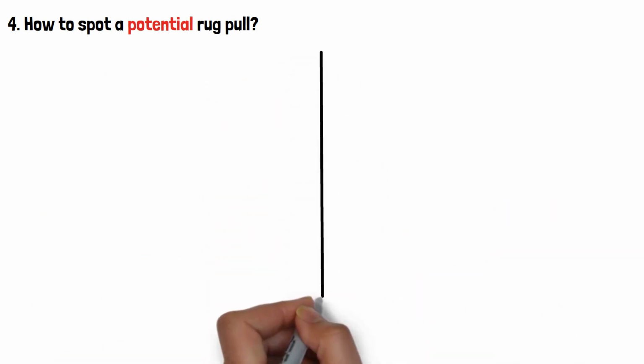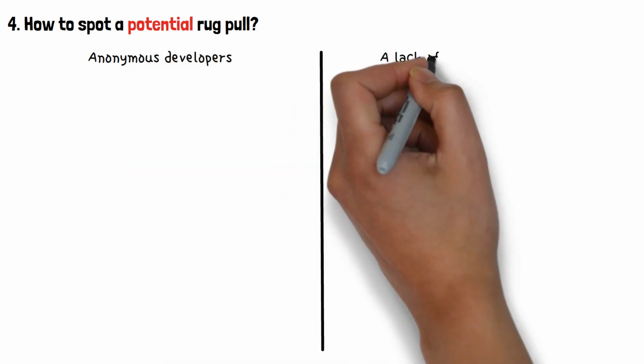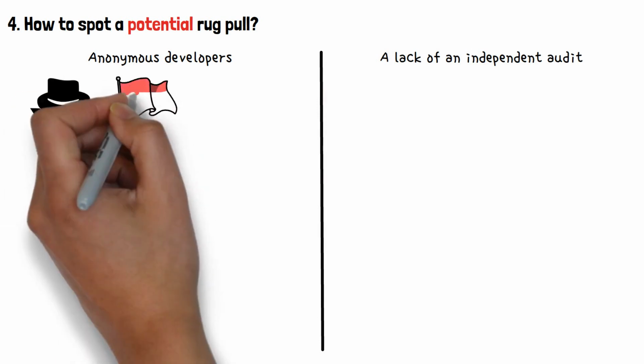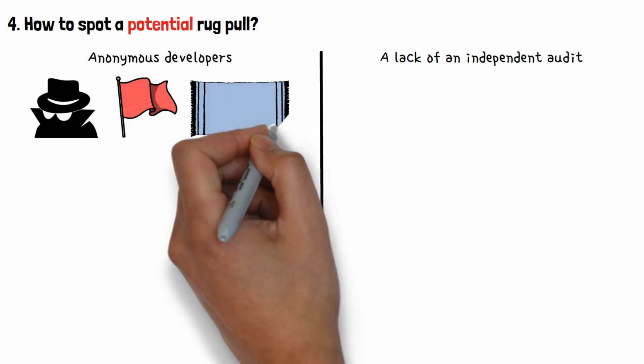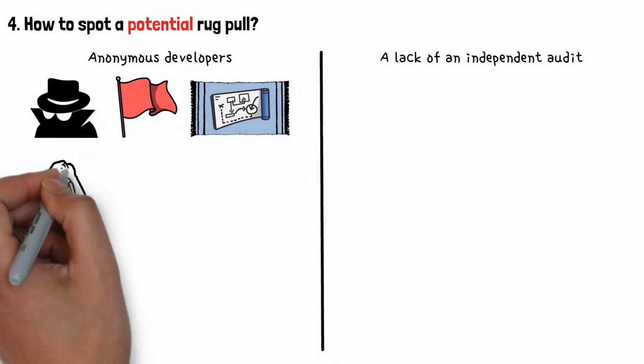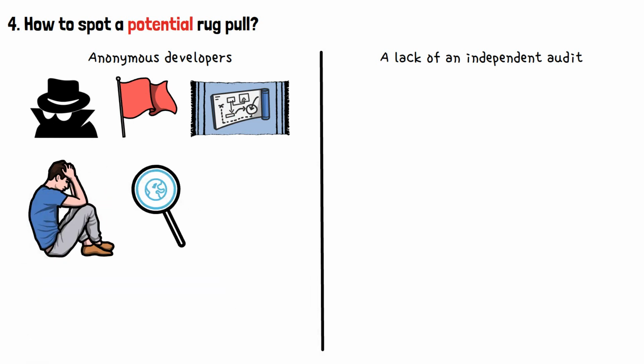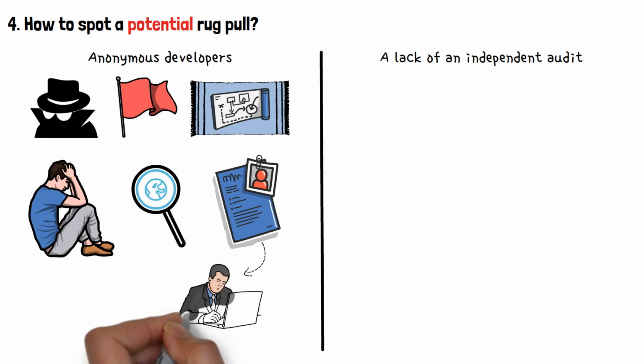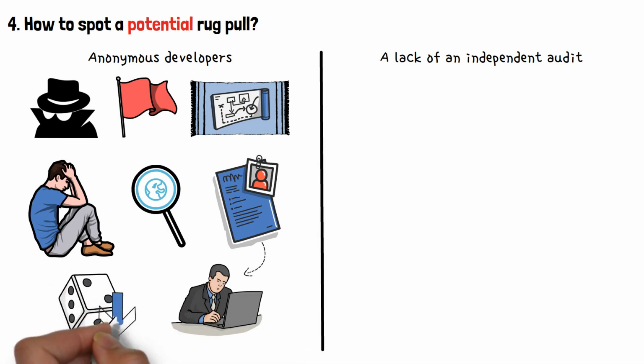The third sign that a project could be a potential rug pull is actually made up of two parts: anonymous developers and a lack of an independent audit. If the developers for a project are anonymous, that should raise some red flags. If they do end up rug pulling the project, you won't really have any leads on who to seek out for your damages. If, however, the developers or project owners are well known and their identities are public, there's a much smaller chance that a rug pull will happen.